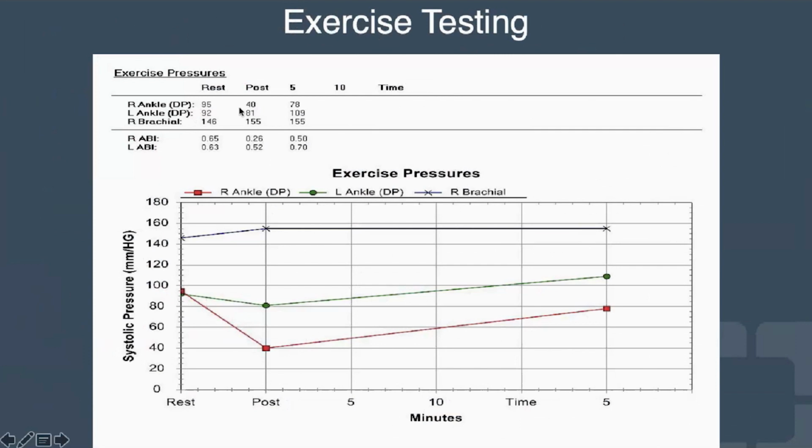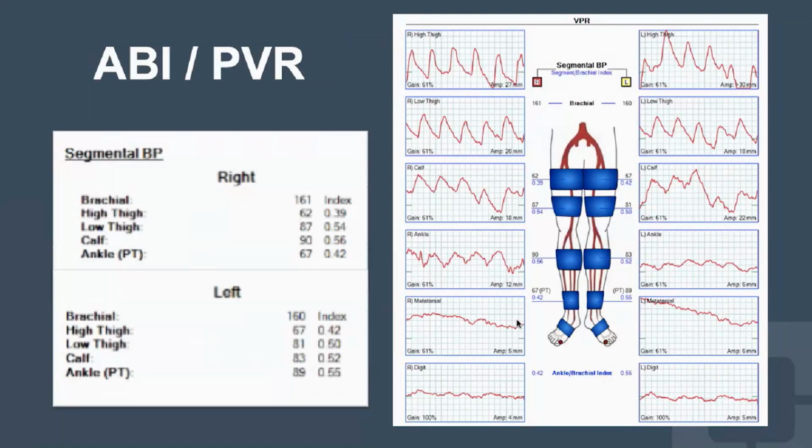And you can see at the beginning, this is the blue line, the right brachial. It actually goes up as it should and stays pretty flat. But what you see in patients who have disease is that they start off at rest and they drop pretty quickly on the post-exercise. And then hopefully over the next 5 to 10 minutes, they come back to baseline, and that's what you're looking for in these patients who may have abnormal exercise testing. When we talk about ABIs and PVRs, that's pulse volume recordings.